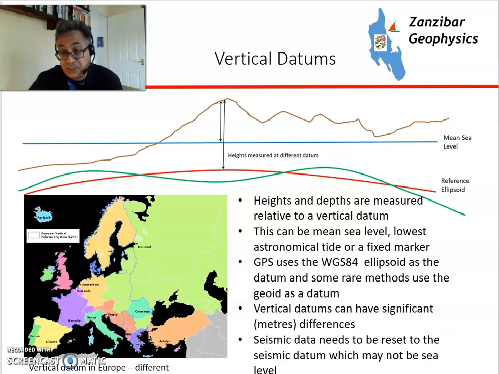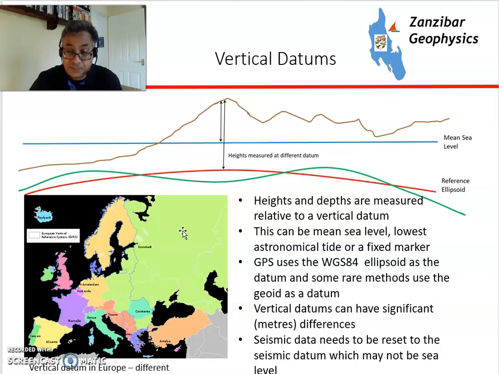Then looking at vertical datums. This is a map of Europe with different vertical datums. Most countries use sea level. There's a minor problem with that because no one can quite agree on where sea level exactly is, and different countries, as you can see from the map, have slightly different definitions of it. Generally, it's taken from a tidal marker somewhere along the coastline, and everything is then referenced from that.